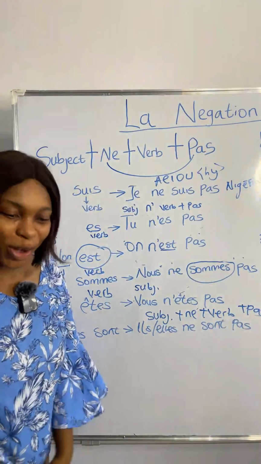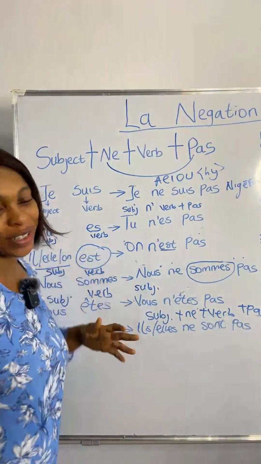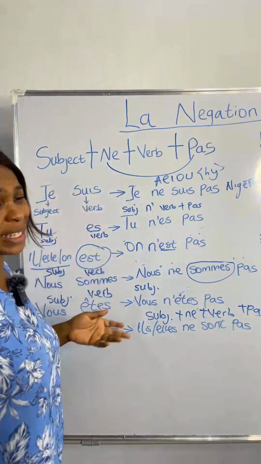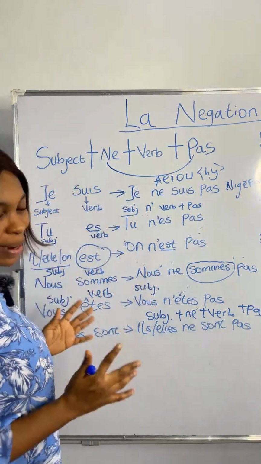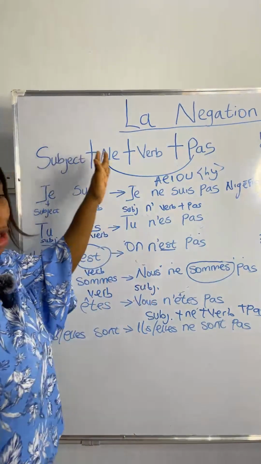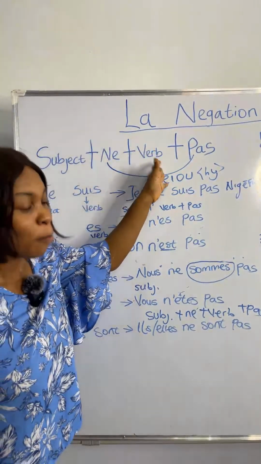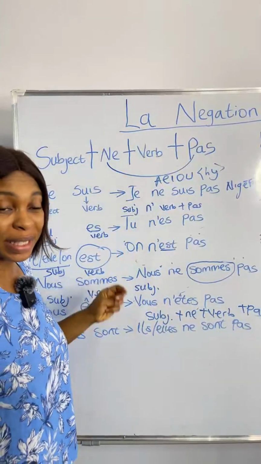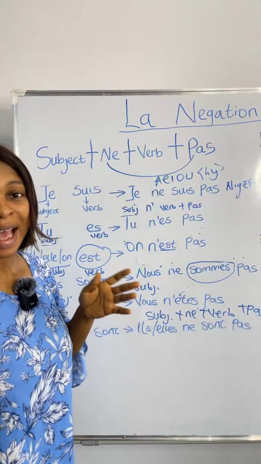Very good. So, I hope you understand negation now. It's not difficult. Just know your subject and the verb. Then all you do is arrange it. Your subject plus your "ne", plus your verb, plus your "pas". That's all. Simple. We have practiced it already again and again.